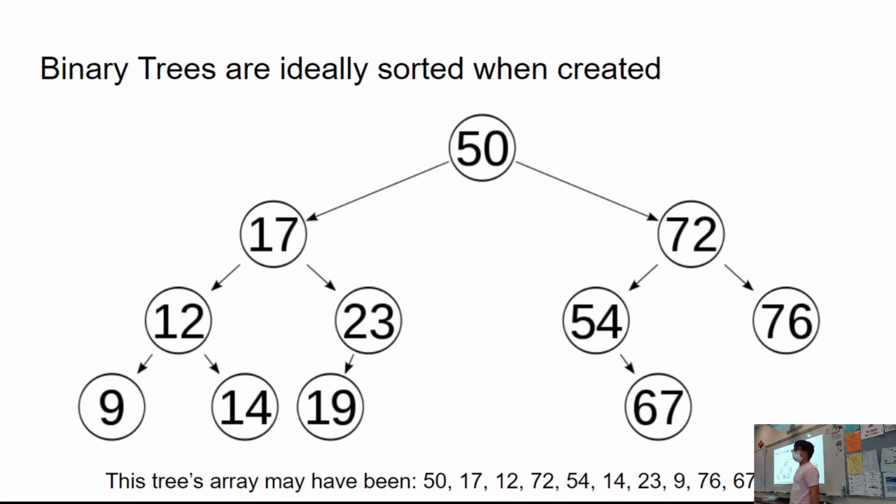Is 17 less than or greater than 50? It's less than. So there's no node there. We're going to build a node for 17. We look at 12. Is 12 less than or greater than 50? It's less than. Is it less than or greater than 17? Less than. There's no node there. We build that node. Do the same for 72. It's greater than. We build that node. 54. It's greater than 50, but it's less than 72. So we go on the left side.